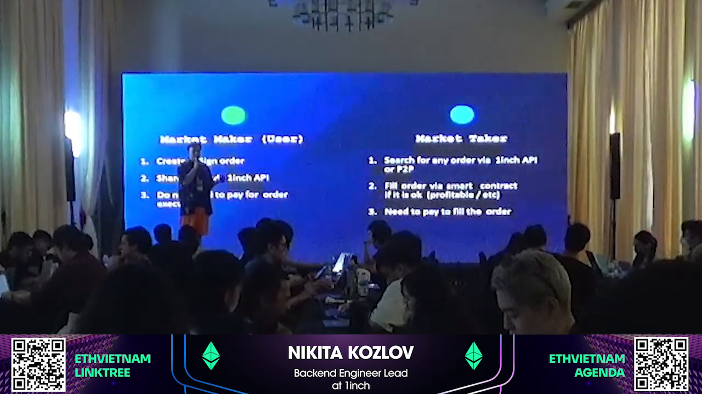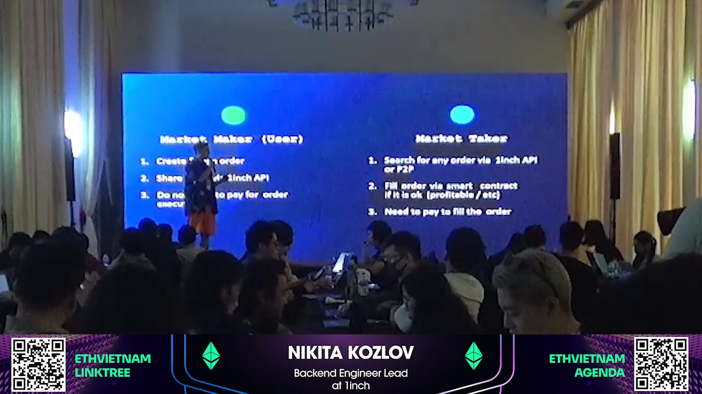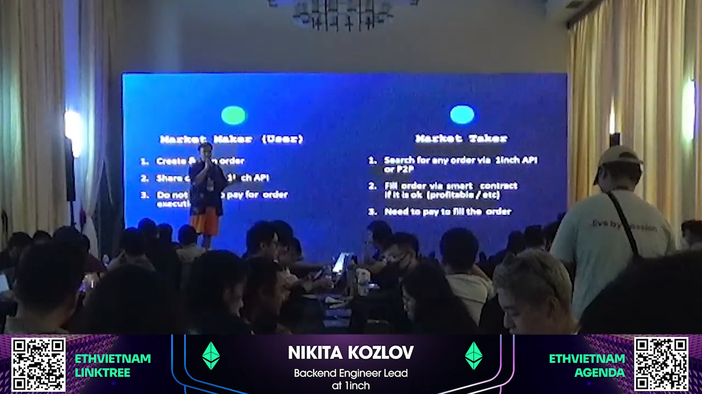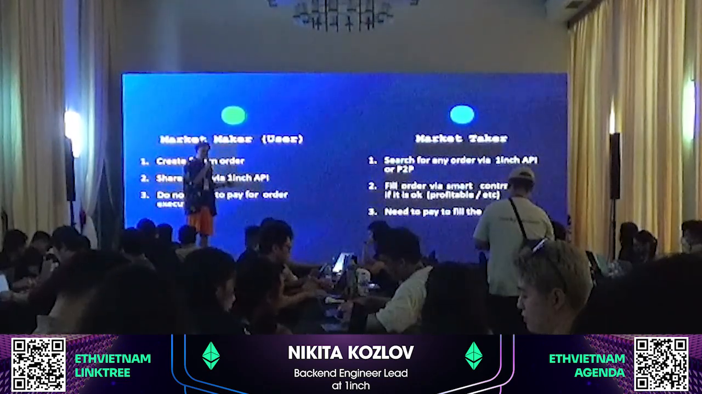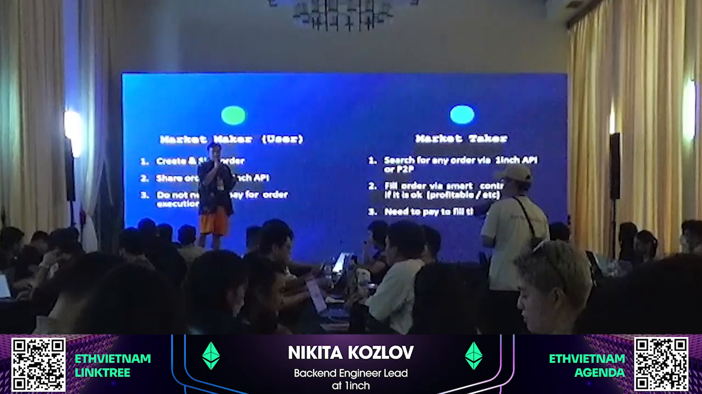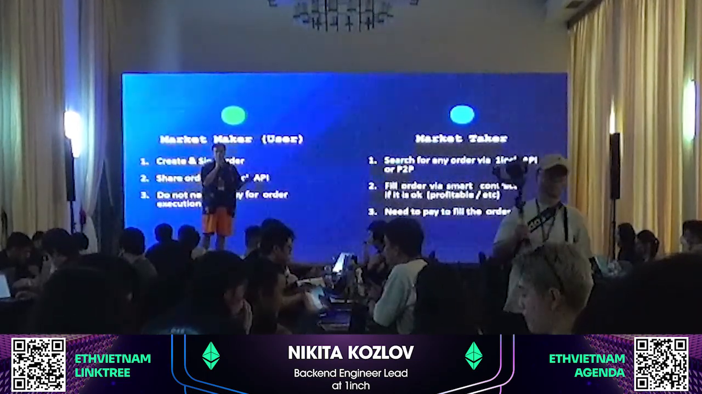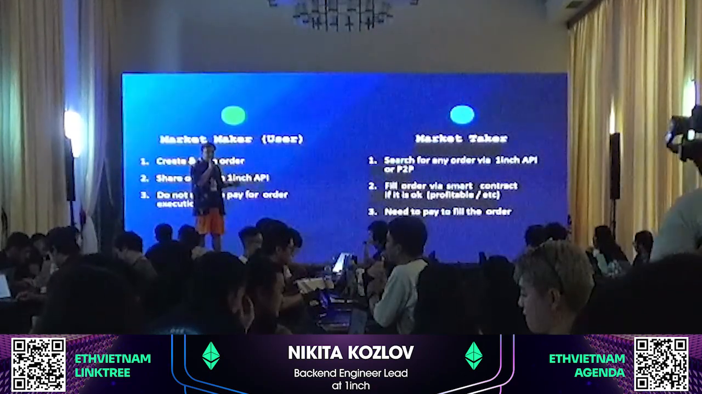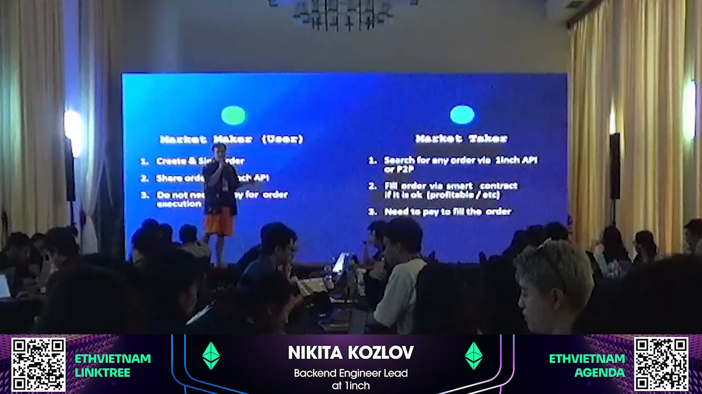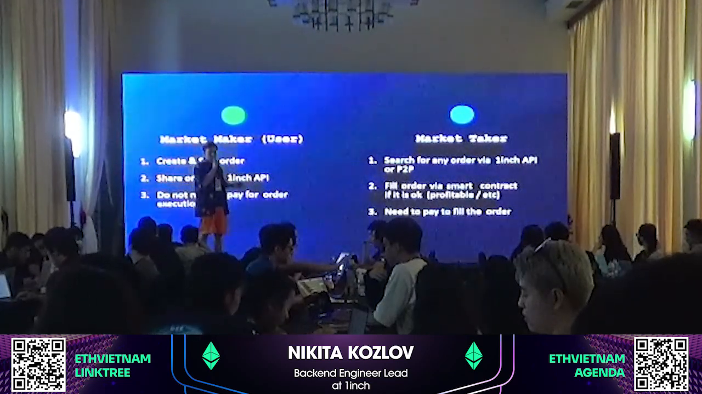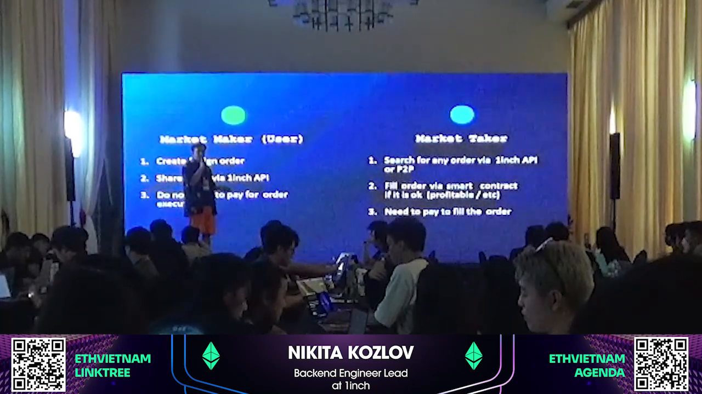What the market taker needs to do is search for suitable limit orders via the 1inch API or using P2P communication, for example. After that, they fill the limit order using a smart contract. You also need to have some assets to fill this limit order. If you need to fill a limit order with DAI, you need to have some DAI in your wallet and have approval for that. That is the whole communication between market maker and market taker.